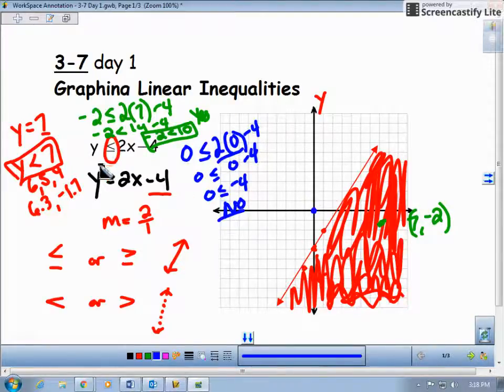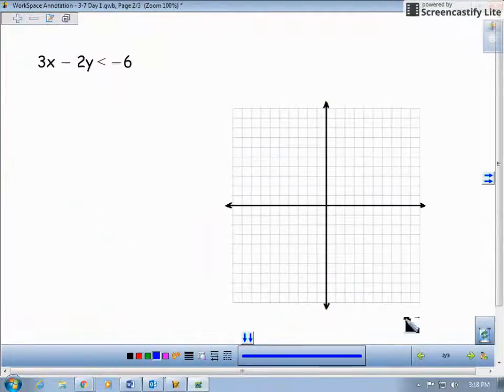You could just think, hey, less than is below the line on the y-axis. Anytime it's greater than, it's above the line, y-axis. Or you can pick a point and see if it works. If it works like this one does, you shade in that area. If it doesn't work like 0, 0, you shade in the other side of the line, which is the side I have shaded in here.